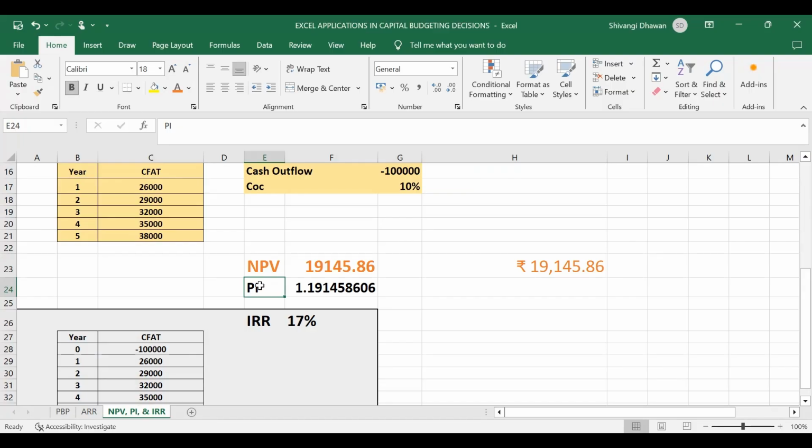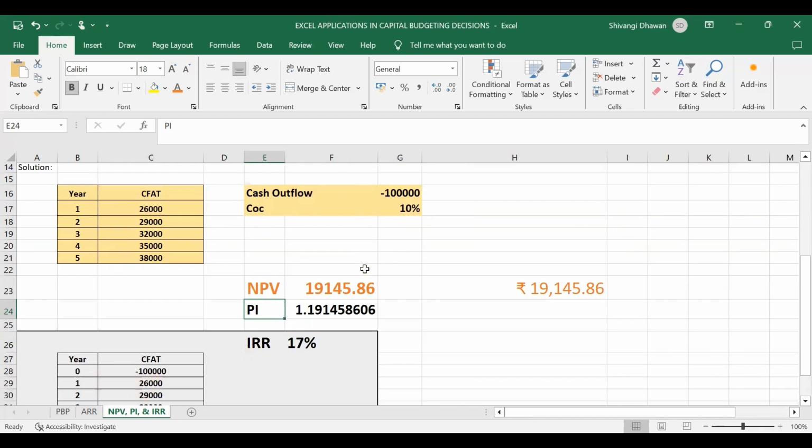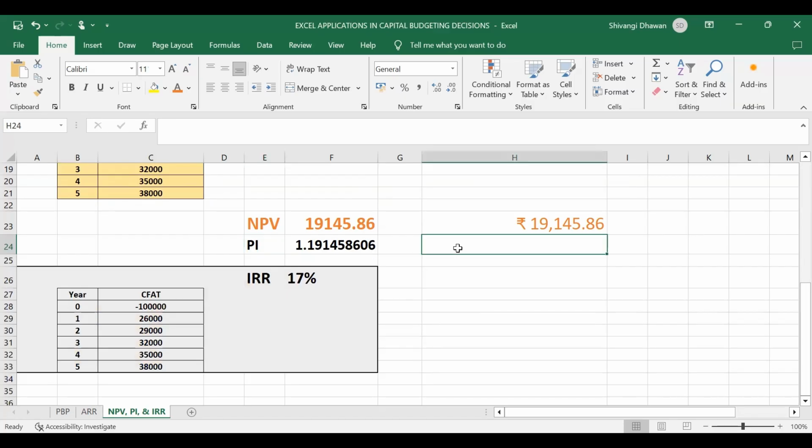The PI is calculated by dividing the present value of future expected cash flows by the initial investment amount of the project. So here the formula becomes: PI is equal to present value of cash inflows divided by present value of cash outflows. And the decision criteria is that if your PI is greater than 1, you will go with the project. That is, you will accept the project.